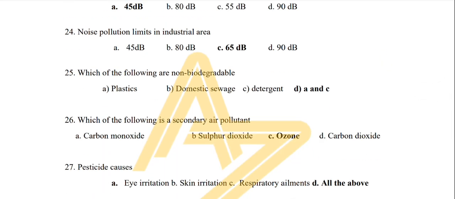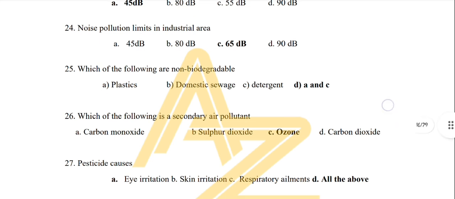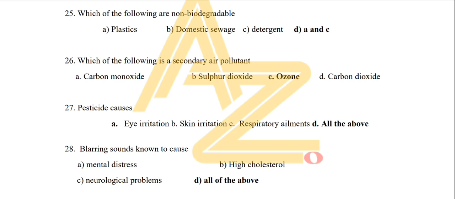25th question, which of the following are non-biodegradable? Both A and C. A is plastic and B is domestic sewage. 26th question, which of the following is a secondary air pollutant? Option C, ozone.